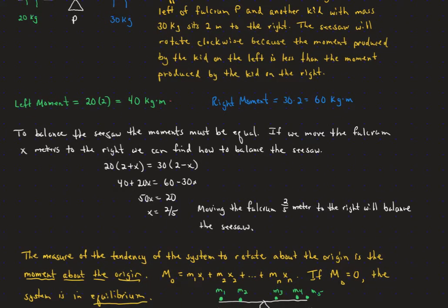To balance the seesaw, the moments must be equal. If we move the fulcrum x meters to the right, we can find out how to balance the seesaw. We're not sure what the x is. That's what we're trying to find. So if we move the fulcrum x meters to the right, the new left moment is 20 times (2 plus x), and the new right moment is 30 times (2 minus x). If we want these to be equal to each other, we can solve that and see that x is 2/5. So if we move that fulcrum 2/5 meter to the right, that will balance the seesaw.